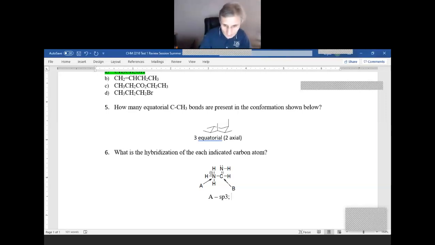Now B, this carbon is attached to nitrogen with a double bond. So a double bond has 1 pi bond. So 3 minus 1 will be 2. So hybridization is sp2. And that's it.